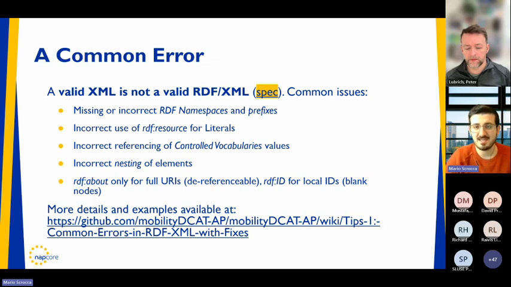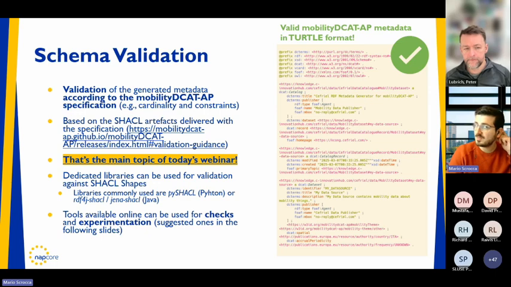And here I pasted some of the more common issues. I won't go now into the details because this is really technical. But what I did is that I created a page in our wiki of mobilityDCAT-AP where you will find examples for all these errors and also examples of how you may fix this in your RDF XML file. So now let's proceed with the second part, that is schema validation.